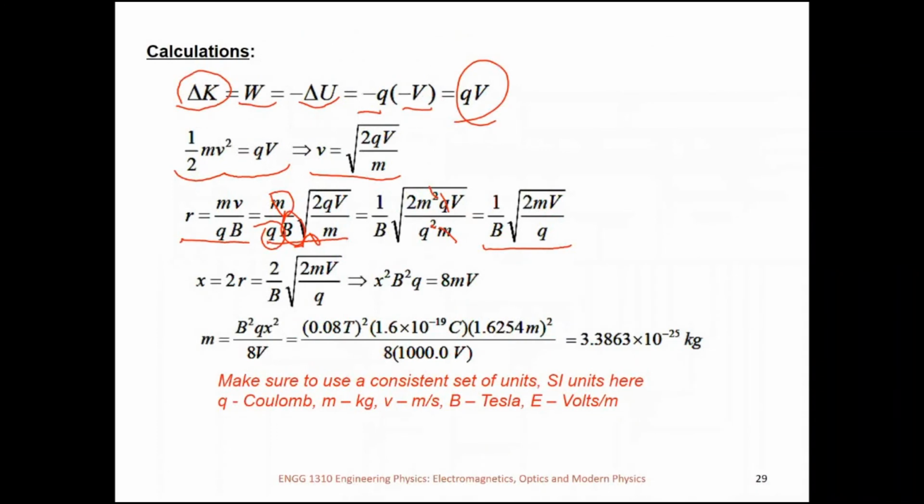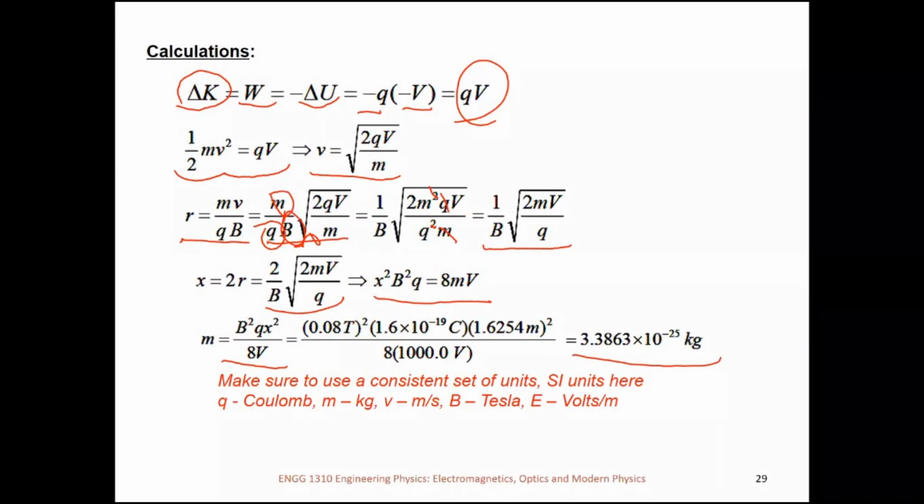Sometimes people can make a mistake here. So it equals 2 times this one. And then we solve this for m, you will have this equation. So m equals B squared q x squared over 8V. So we can put in all the numbers, then we can calculate the total mass of this ion.